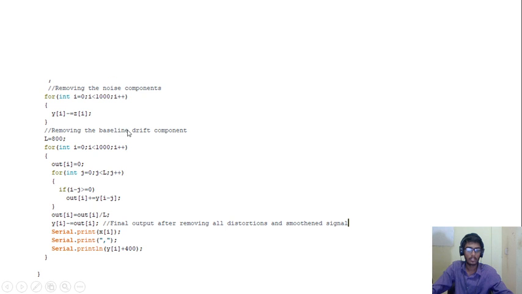Now for the baseline drift, we increase the window size to L equals 800 and we'll find again with the help of the moving average filter the baseline drift component. Here out of I gives us the baseline drift component. Now out of I subtracted from the Y of I array will give us the final output, which is almost free from all distortions and is a very much smoothened signal.